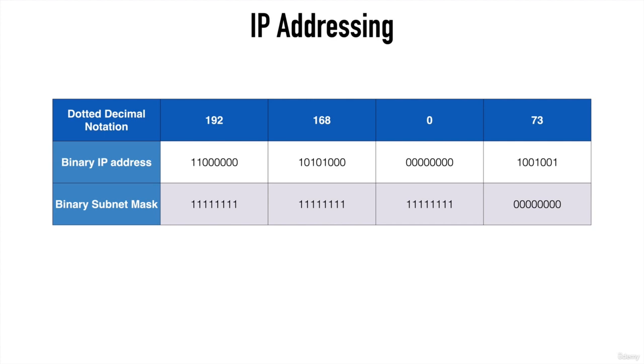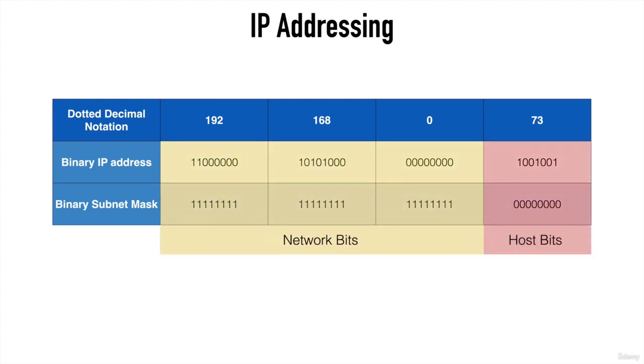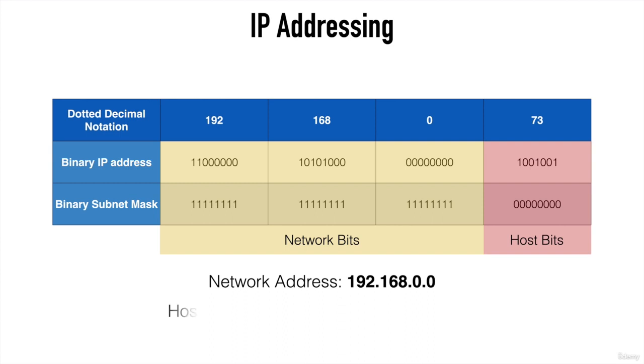So in this case, we have 24 binary 1s, followed by 8 binary 0s. That adds up to 32 bits, as we said earlier. So in other words, the first 24 bits in this IP address are going to be the network bits, and the other 8 bits are going to be the host bits. So with the IP address on my Kali Linux host, we know that the network address, if we convert the binary back to dotted decimal, is going to be 192.168.0.0.